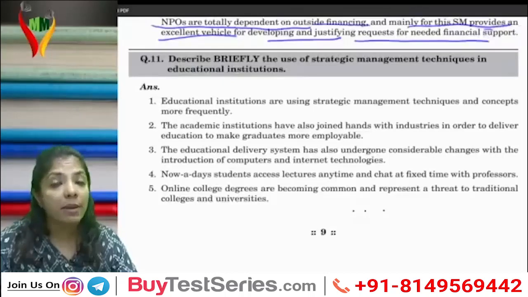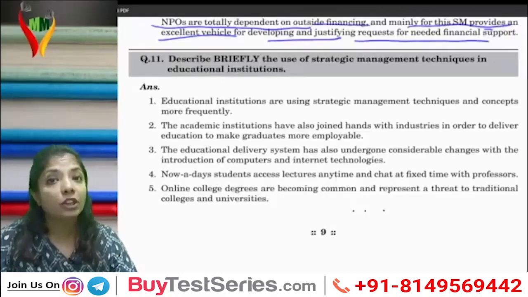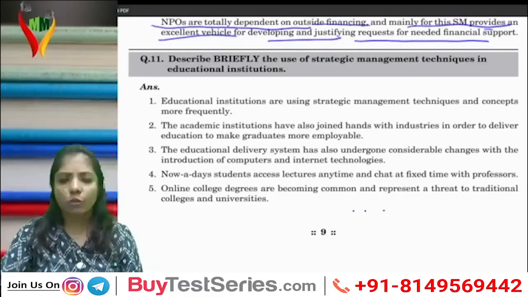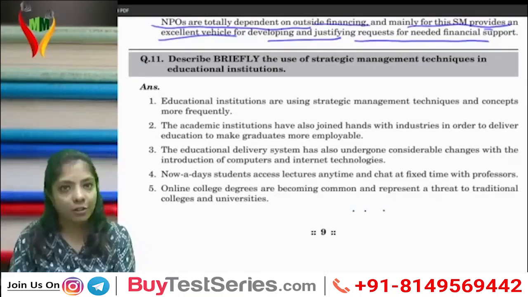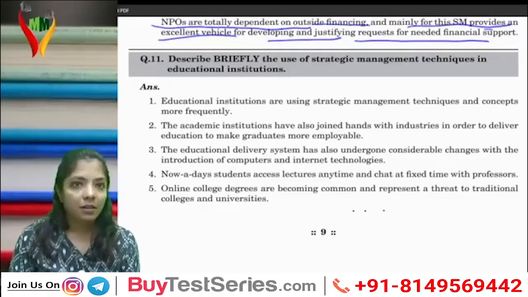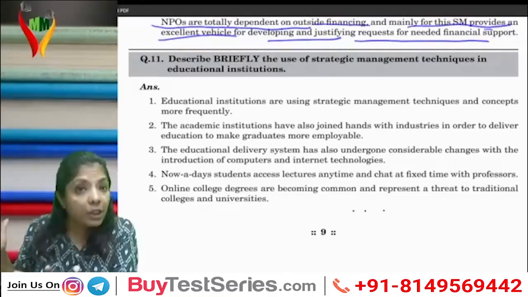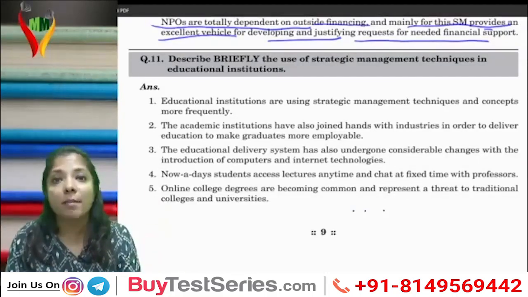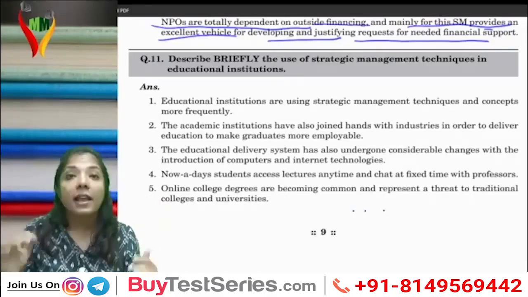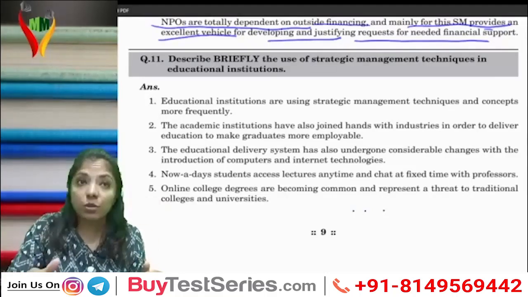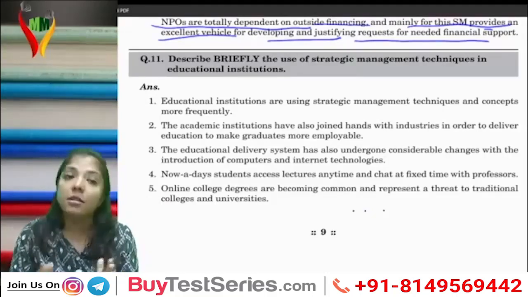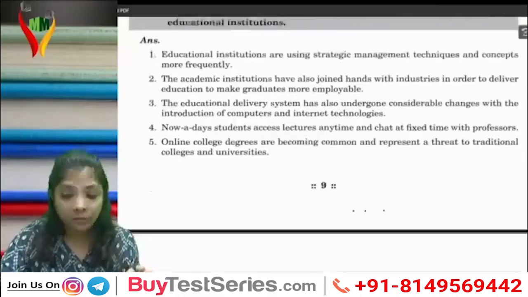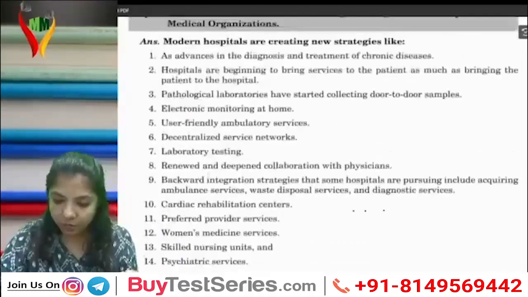Online college degrees are becoming more common and represent a threat to traditional colleges and universities. For example, if I want to go for further education and I don't have time to go to college, I will go for an online degree. I won't attend traditional colleges. So for traditional colleges, online college is becoming a threat. That means an educational institution that wants to survive should do all these things. Am I clear? Is the 11th question clear? Come to the 12th question.